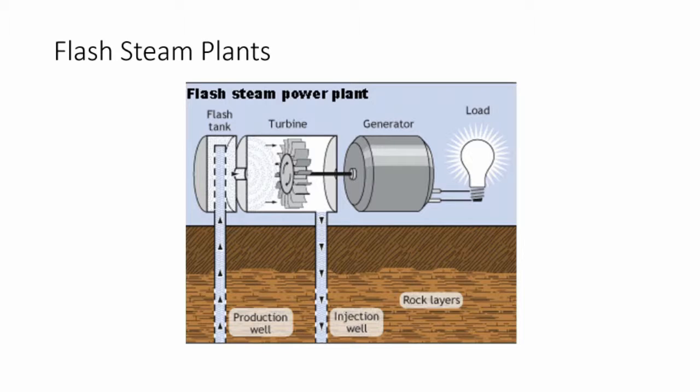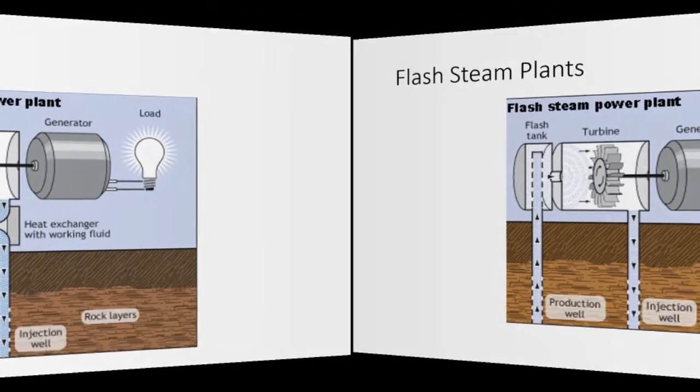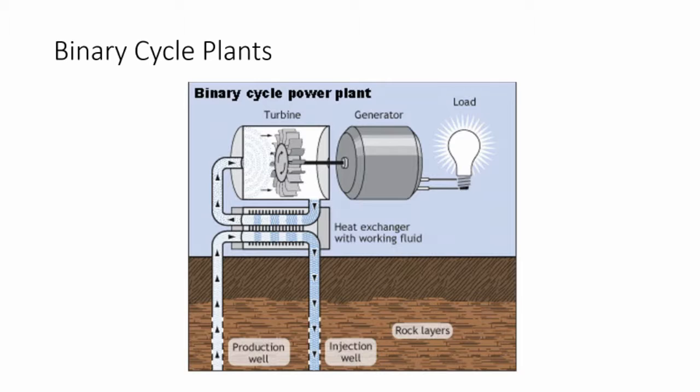Double flash plants are more efficient. Single flash plants are very similar to dry steam plants and can be converted easily when the source begins to dry out. The third type of power plant is a binary cycle plant.